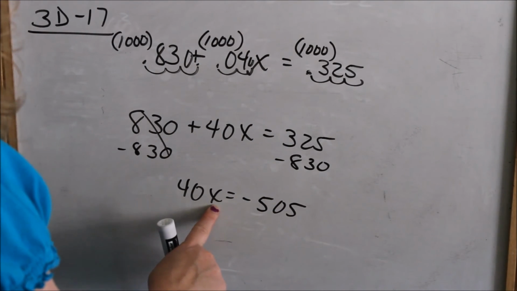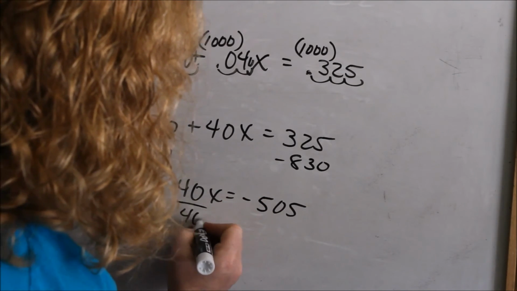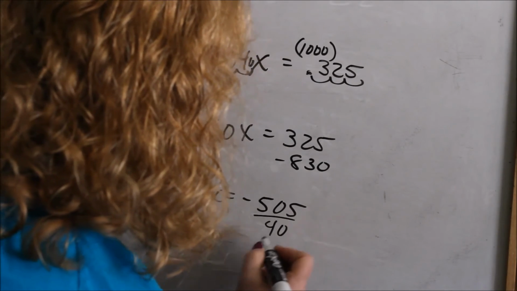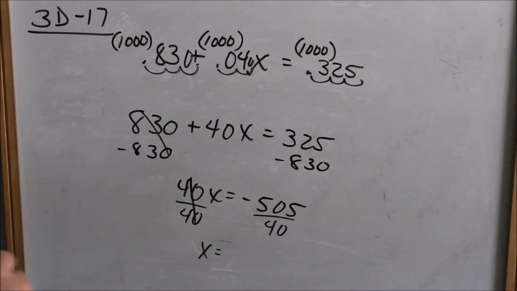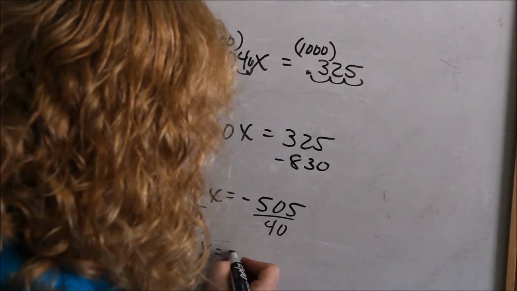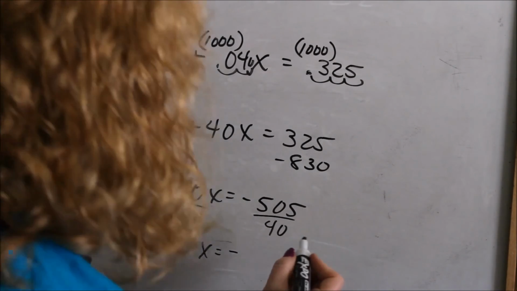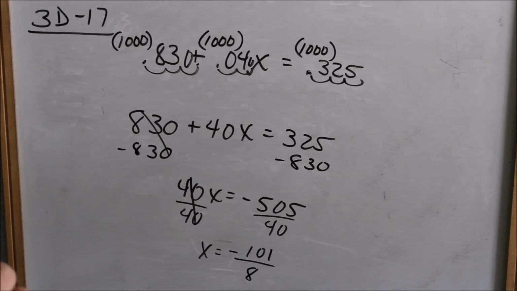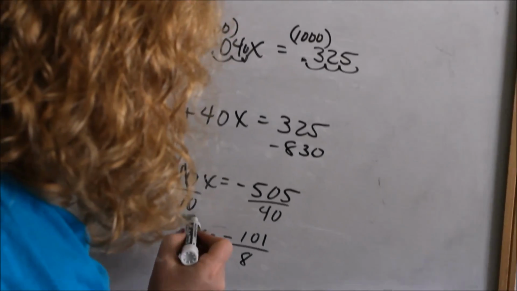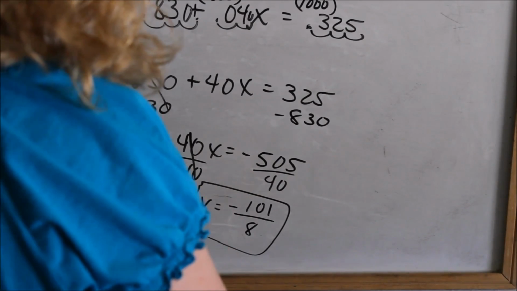This 40 is being multiplied to the x, so I need to do the exact opposite of multiplication, which is division. So I divide that 40, I have to divide it to both sides. That becomes a 1x, or just x. And then a negative divided by a positive is still a negative. And I can see that I can reduce both of those by 5. So that would be 101 over 8. And I don't believe I can reduce that anymore. You can also change that into a mixed number if you want. So you can either leave it as an improper fraction or change it to a mixed number, but negative 101 over 8.